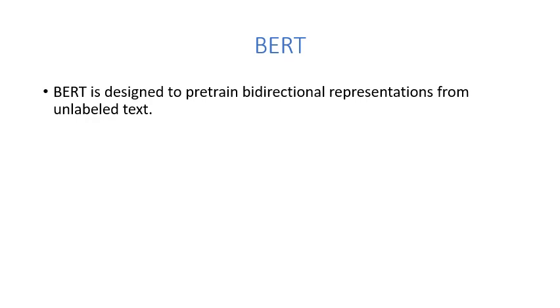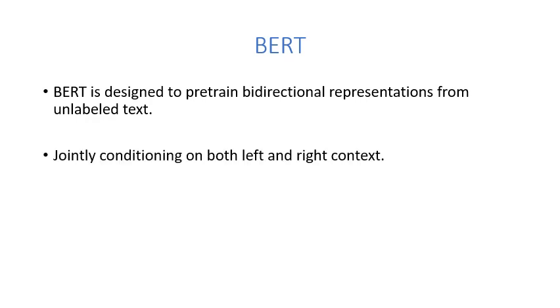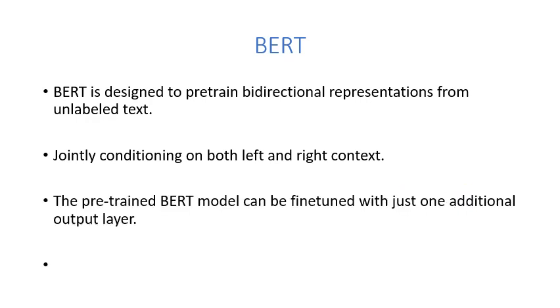So it's pre-trained and it learned bidirectional representations from unlabeled text. Basically, it's jointly conditioning on both left and right context, because you have this sentence and you're masking one. It conditions on the left and conditions on the right.